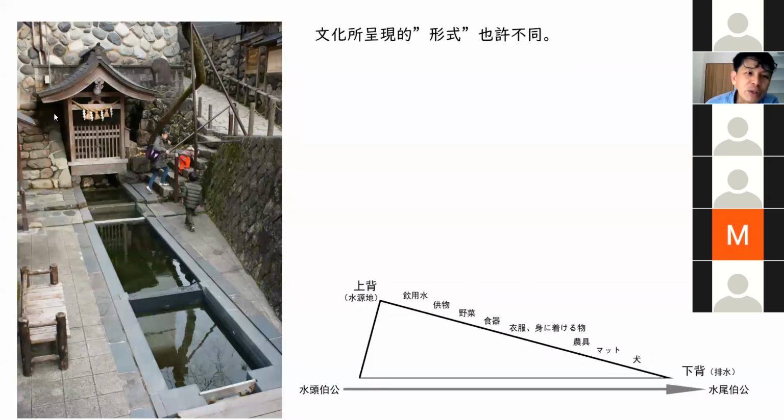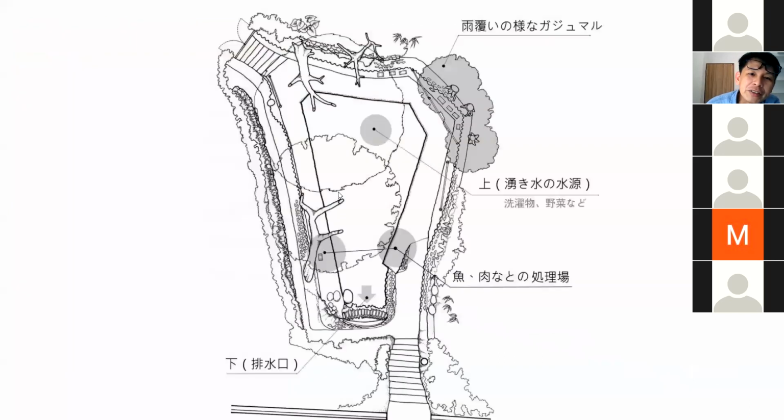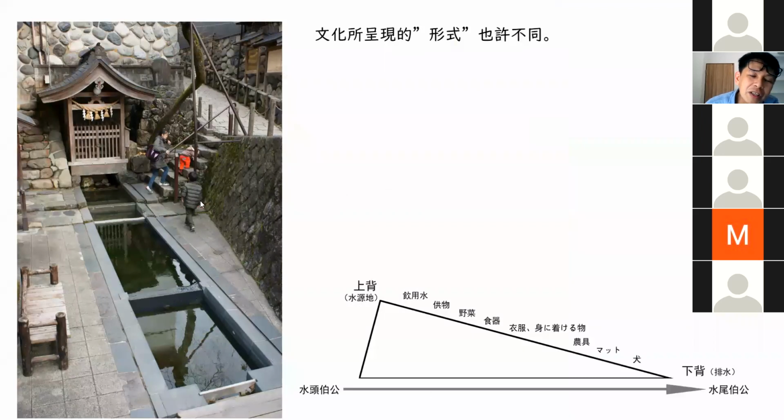So this is in Japan. Maybe it's totally different shapes, but the philosophy, people respect, is the same. This is for God and the water for drinking and for washing food. And this is for washing other things. So the philosophy is almost the same in different countries, in different shapes, but the concept is the same.